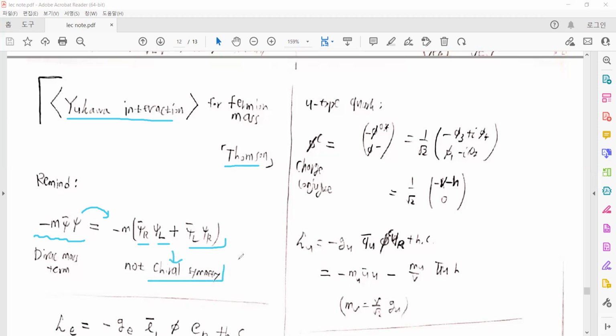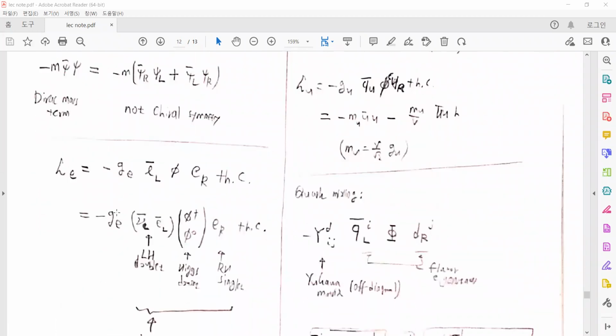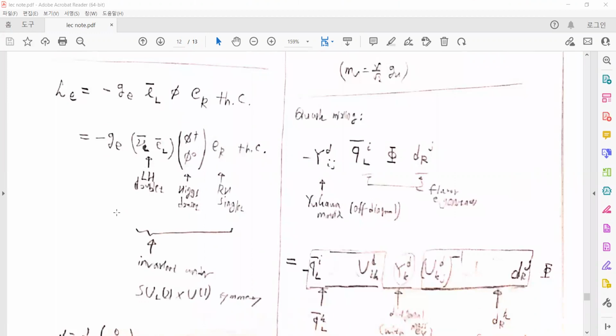In the standard model, we choose the left-handed SU(2) symmetry, but such Dirac mass terms do not respect the gauge symmetry of the standard model. So such a Dirac mass term should be removed, so there are zero masses. And there are some similar problems with the gauge boson mass that we showed in the local gauge invariance video.